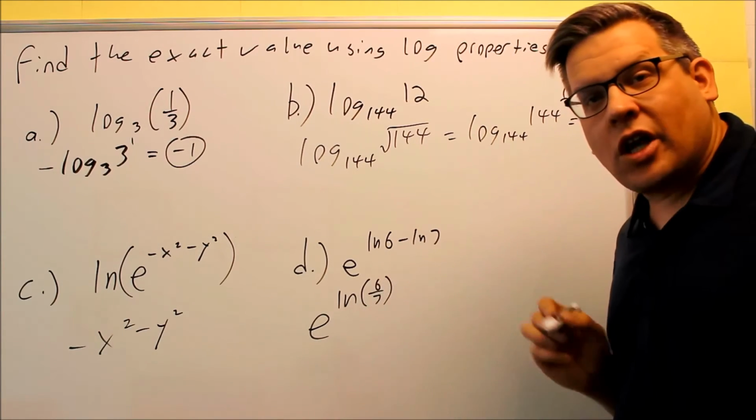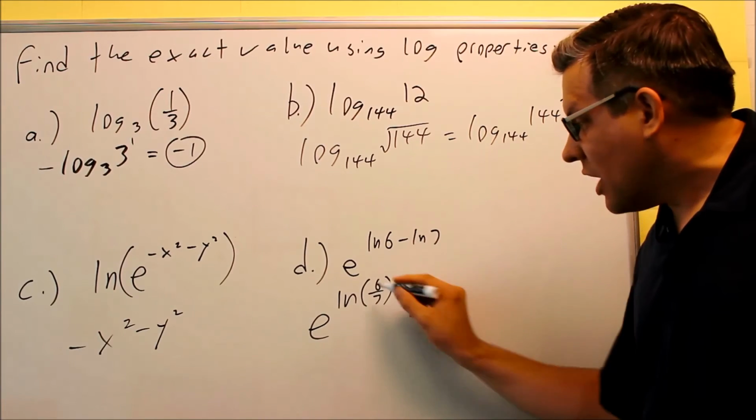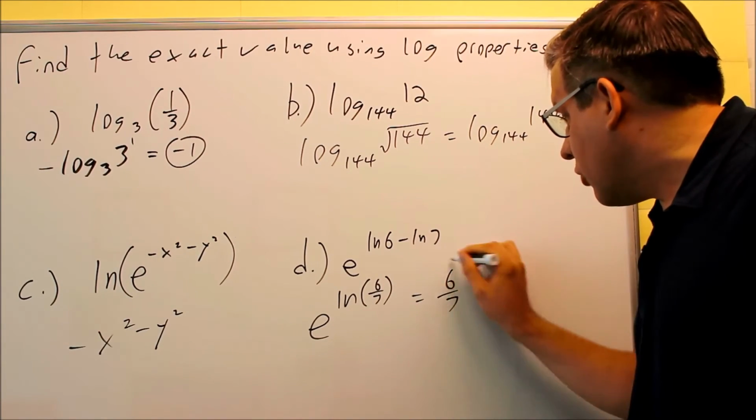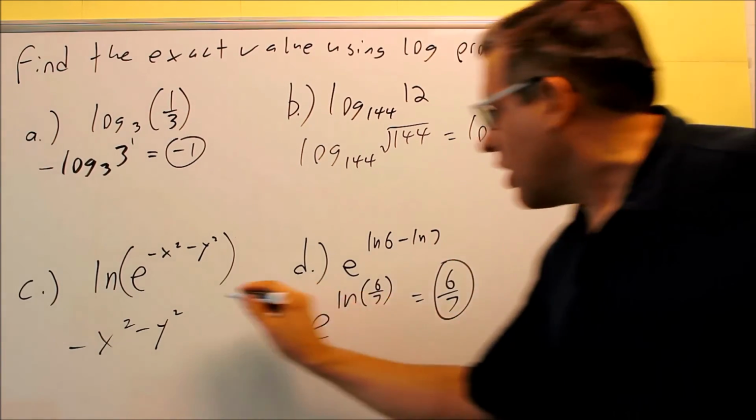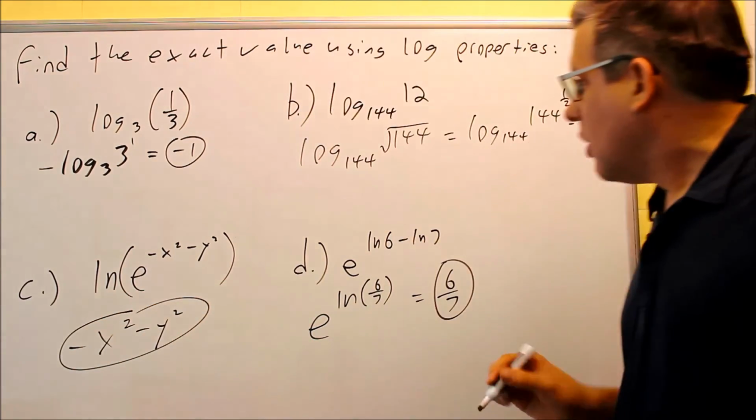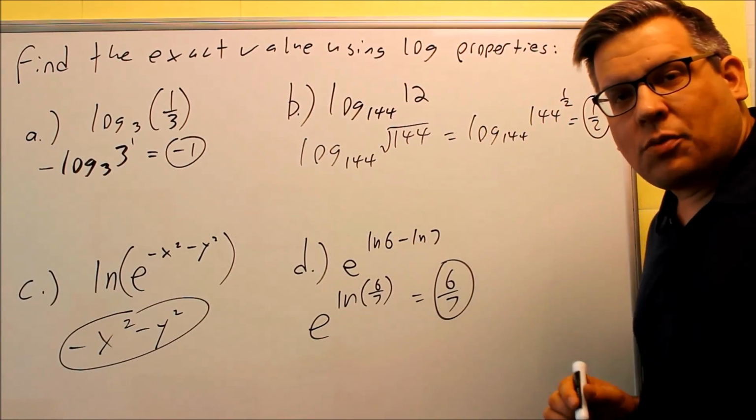Then you have e and ln, which is the second property of the inverses. That cancels out and leaves you with 6/7. So 6/7 is your answer there, and I'll circle this one as well. So these are all your answers for parts A through D.